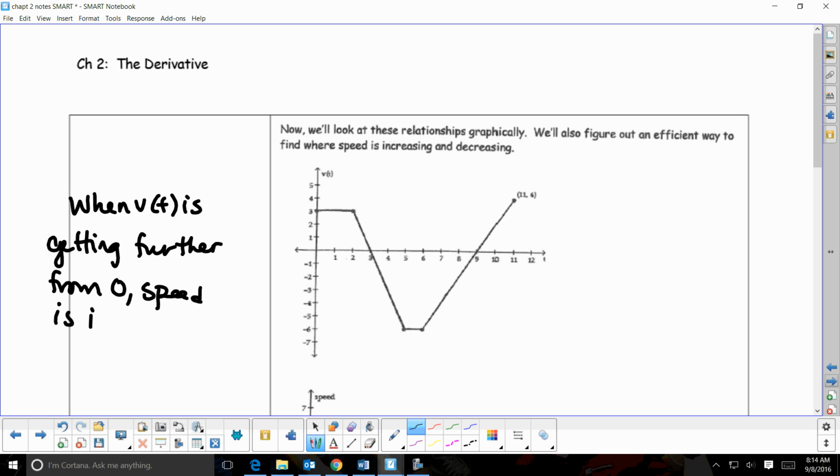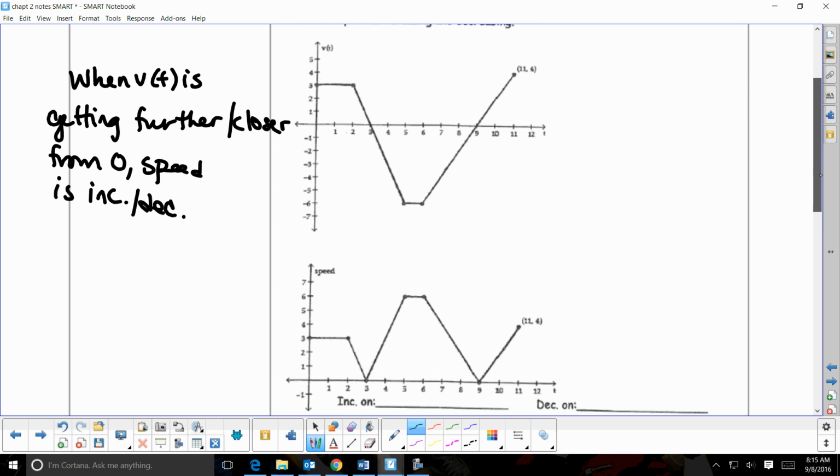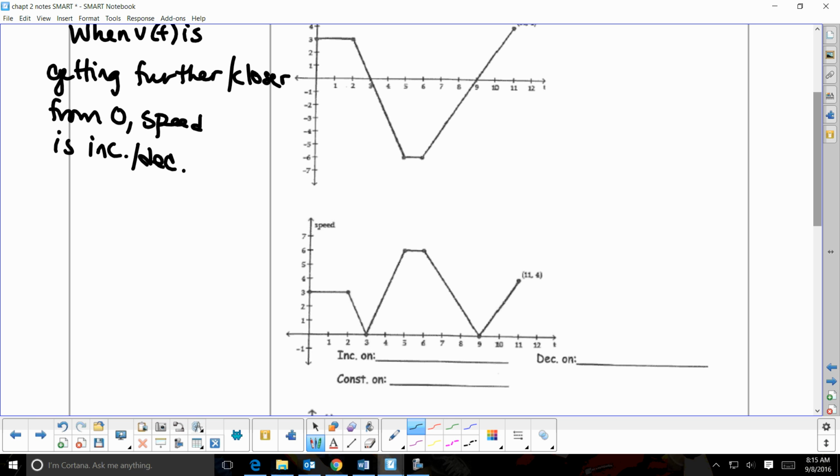When it is getting closer to zero, speed is decreasing. Okay, so that's how you explain it there. We can look at that as we keep going too. And I'm going to show you some other ways that I think of it. So one way that we can do is take our velocity graph and take the absolute value, because the absolute value of velocity is speed.